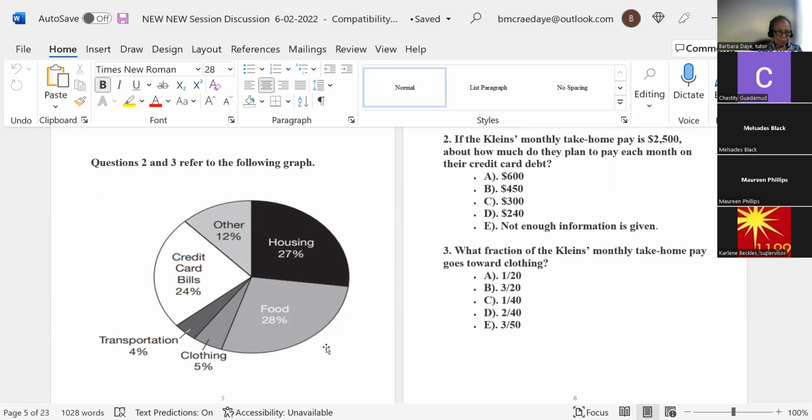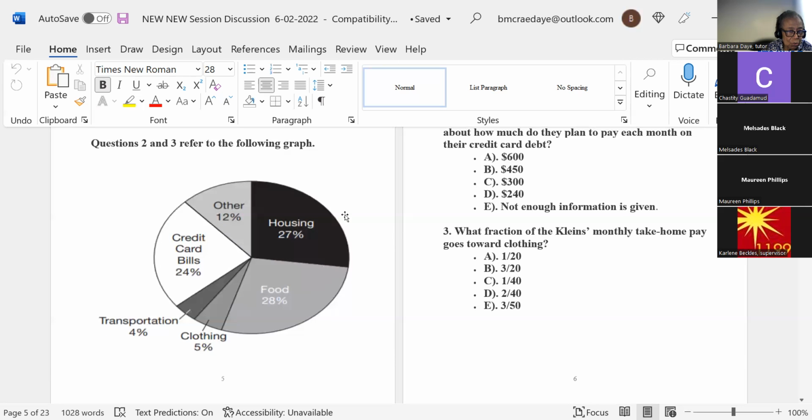Maureen, you add them? 28 and 12 is what? 40. 27, that's 67. 24, that's what? 91. 4 is 95, and 5 is 100. So your circle graphs add up to 100%, even though they may not be given in percent, the whole thing is 100%.